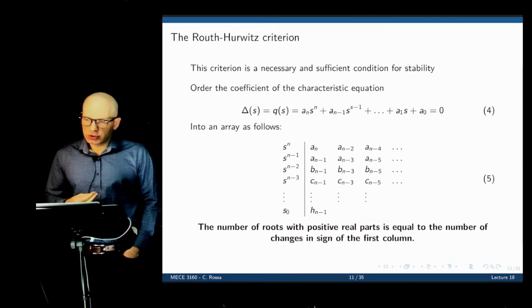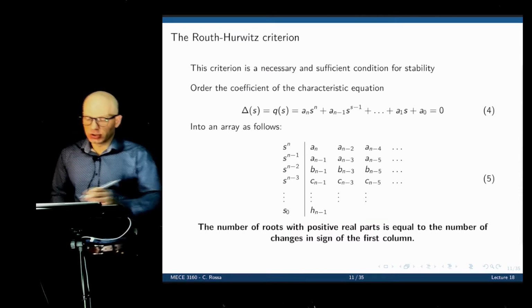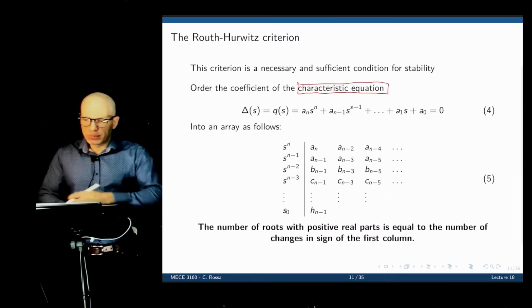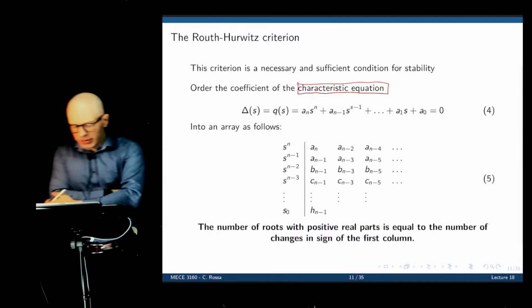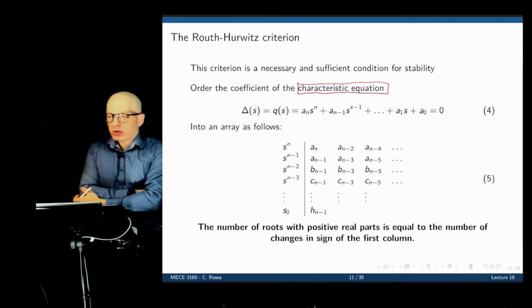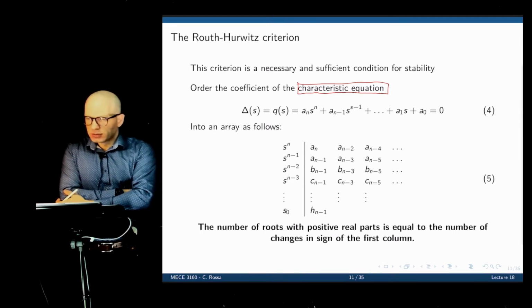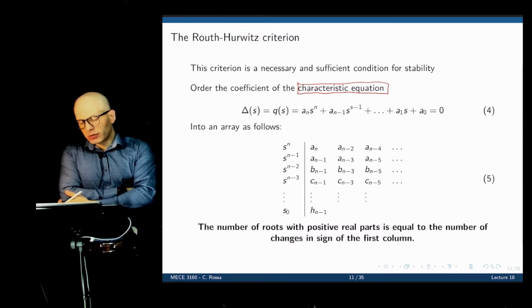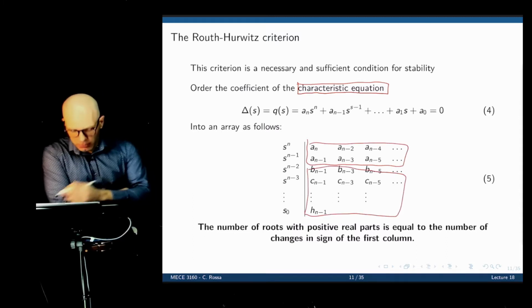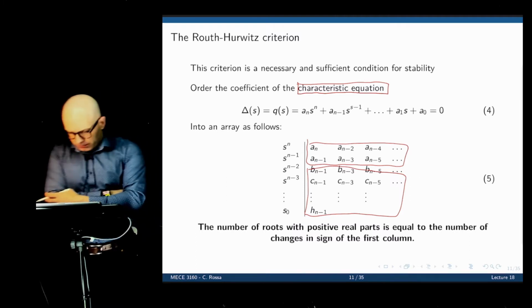We'll take the transfer function and define what we call the characteristic equation. The characteristic equation of the transfer function is simply the denominator, where the poles are. We will arrange the coefficients of this equation in a matrix, as in equation 5. All these coefficients will come in the first two lines of the matrix, and then we'll fill out the other lines using some basic operations that we're going to see in the next slide.